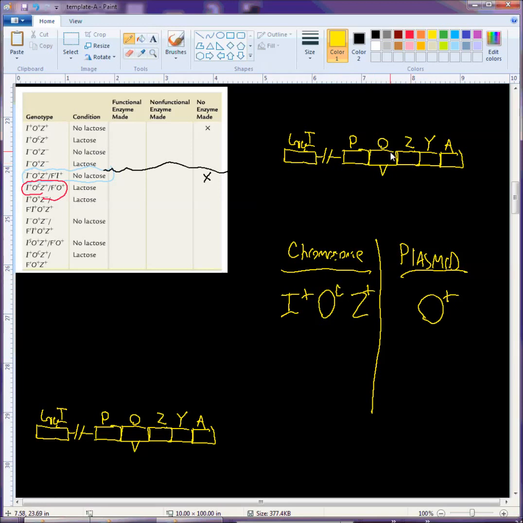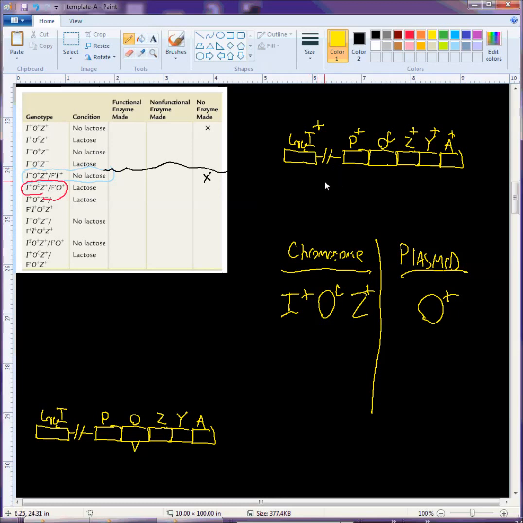So let's go up to our model of the LAC operon. Everything, this is a plus up here. This is the constitutive mutation, so I'm going to need to erase the binding site for the repressor. And all these other genes are plus. Okay, promoter. We'll say the promoter is normal too. Okay, so in the presence of lactose, what is going to happen?